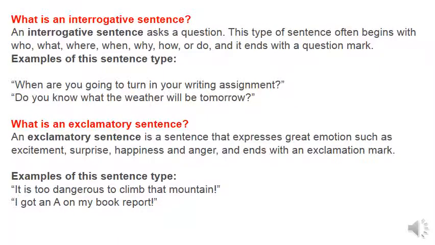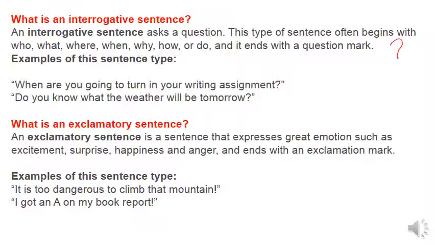What is an interrogative sentence? An interrogative sentence asks a question. This type of sentence often begins with who, what, where, when, why, how, or do. It means it usually starts with a question word, and it usually ends with a question mark.